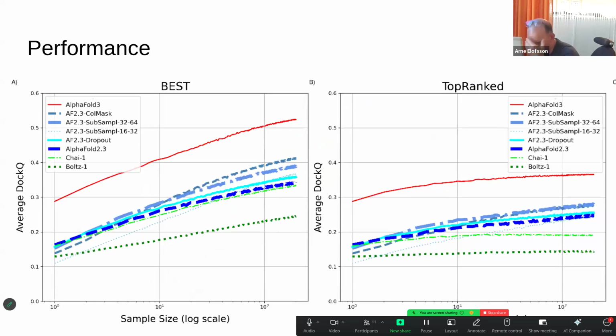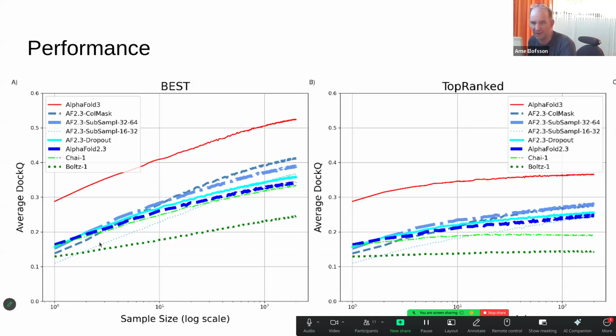And one thing that people have done before is that if you do many predictions, AlphaFold2 and AlphaFold3 are more and more likely to make a correct prediction, which of course makes sense. So in this case, we made 200 predictions with AlphaFold2 and 200 with AlphaFold3 and with a few other methods and a few different ways of doing that. And if you take the best prediction out of these 200 and look at average DockQ, you get the plots here to the left.